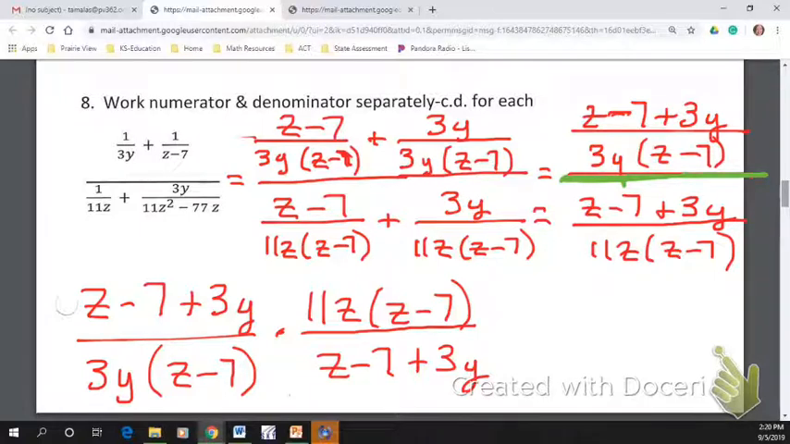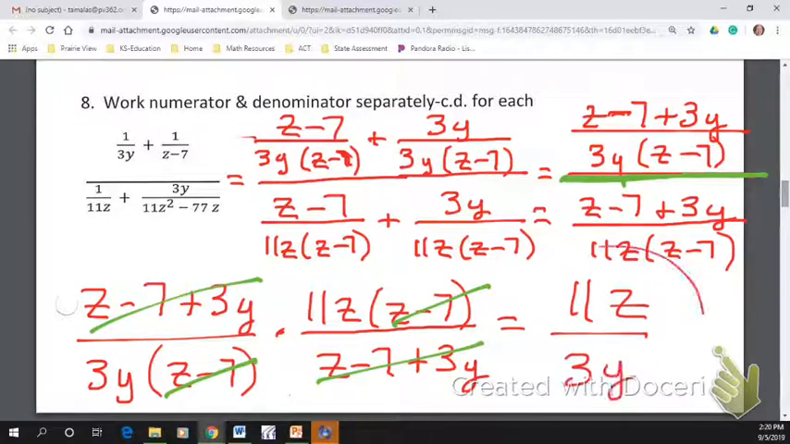All right, so what cancels? The z minus 7 plus 3y. Okay. It's 11z over 3y. Oh, but you know what? This cancels too, right? The z minus 7. So now I have 11z over 3y, and I'm done. Yeah, finally. That one takes forever. For a second there, I was all pretzel brain. It all flew together, huh?